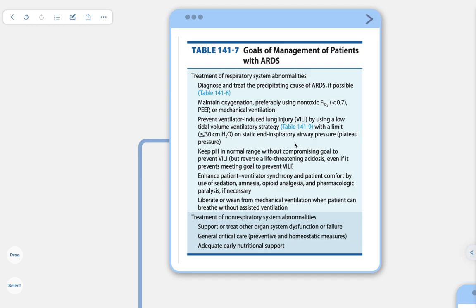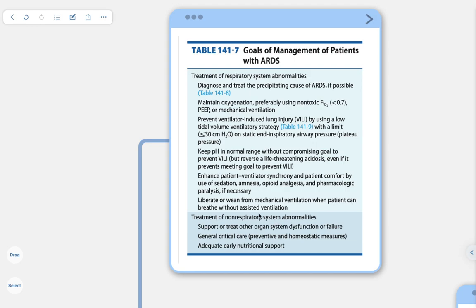Thirdly, prevention of ventilator-induced lung injury by using a low tidal volume strategy with a limit of less than 30 centimeters of water. Keep the pH in normal range without compromising the goal to prevent the VILI, but reverse a life-threatening acidosis even if it prevents meeting the goal to prevent VILI. Enhance the patient ventilator synchrony by using various sedations and neuromuscular blockers. Liberate or wean from mechanical ventilation as soon as the patient can breathe without assisted ventilation.